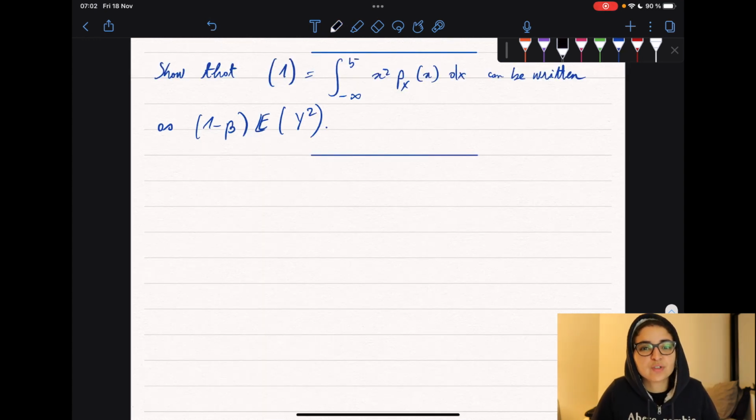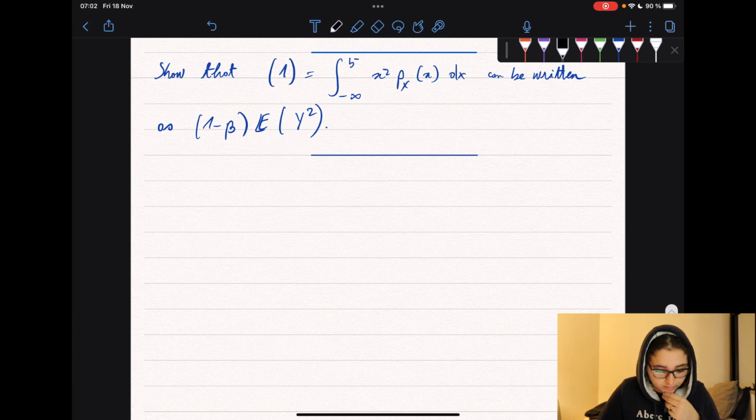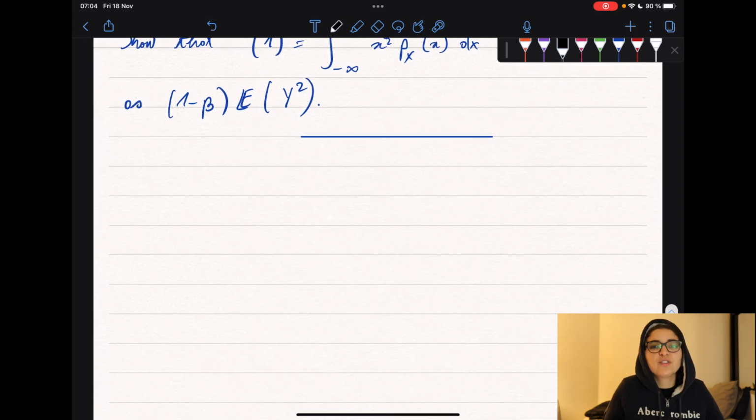Basically, we're just going to use a similar approach by writing down the definition of the expectation function of y squared and then come out to the conclusion that the integral number 1 is equal to this formula depending on the expectation function of y squared. So let's just dive in. So let's just write down the definition of the expectation function of y squared.